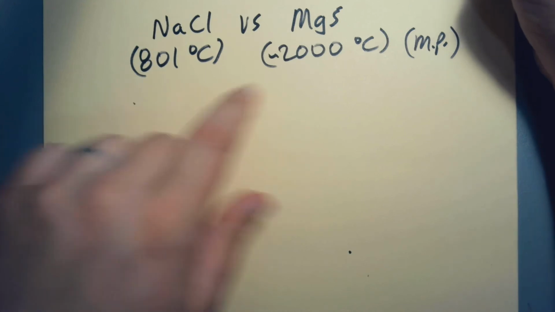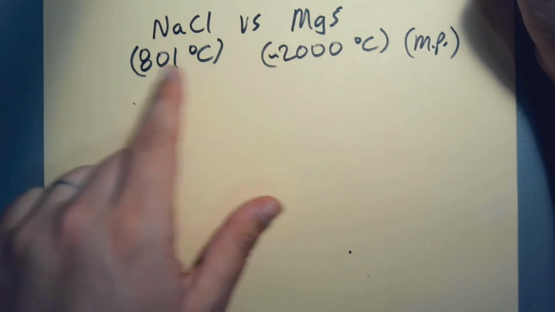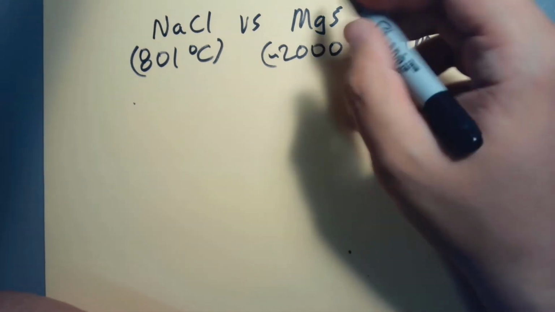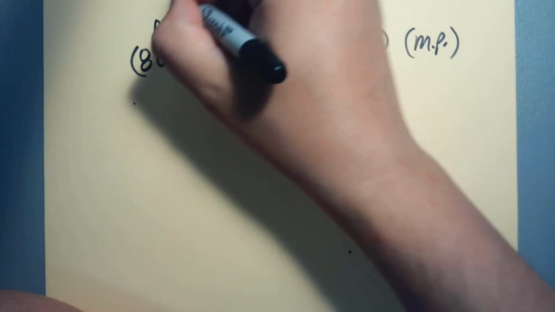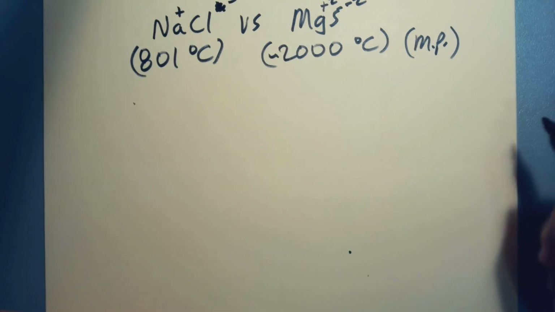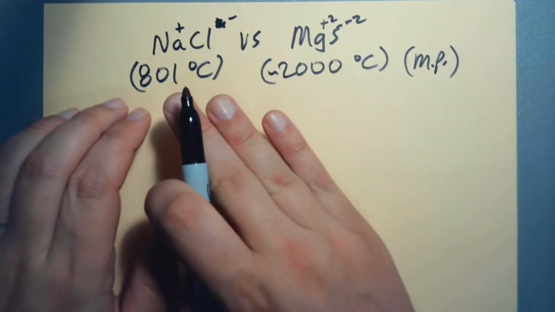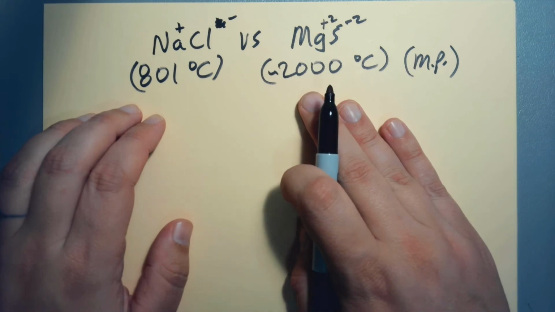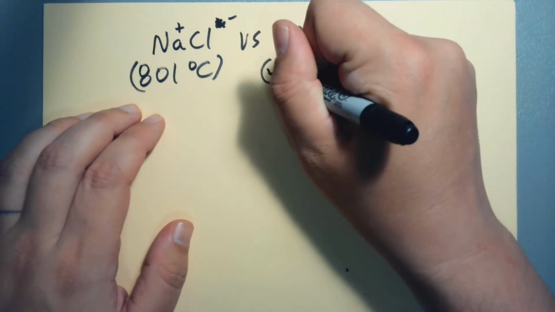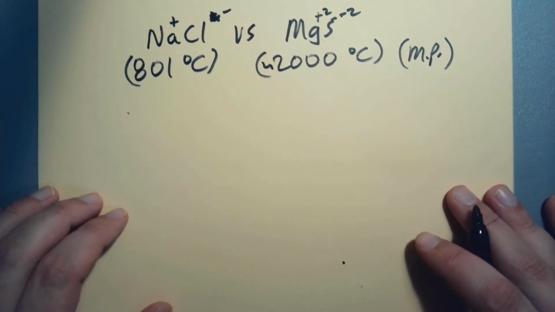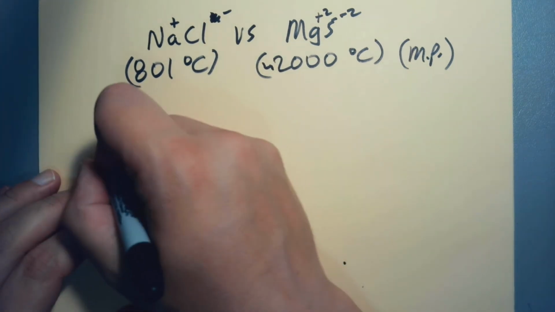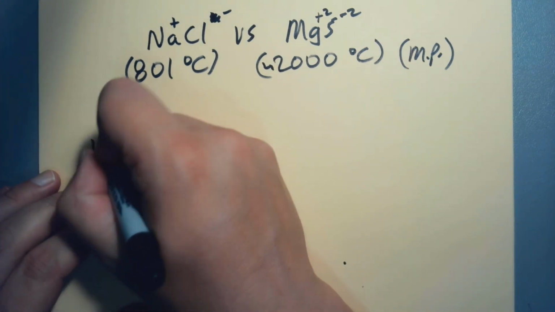Just get some magnesium sulfide and make a pan out of that, and then you can melt the sodium chloride. But remember, this has more attractive forces because it is a +2 and a -2 ion versus this being a +1 and a -1. So you would expect this to have a lower melting point and this to have a higher melting point, and it does. And this is not a negative, by the way. This is approximately, give or take a few degrees here or there. Maybe it's 1999 or something.